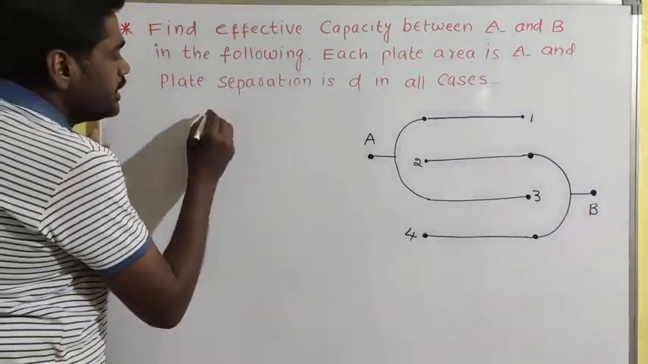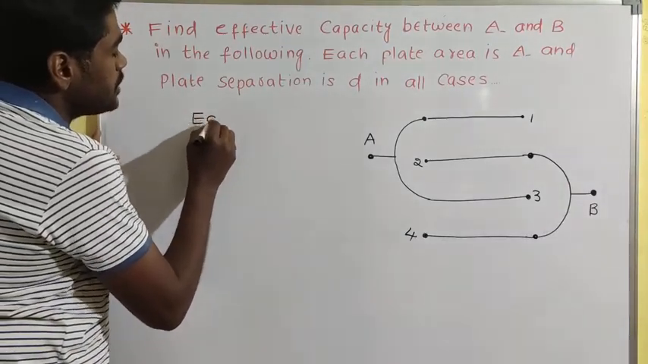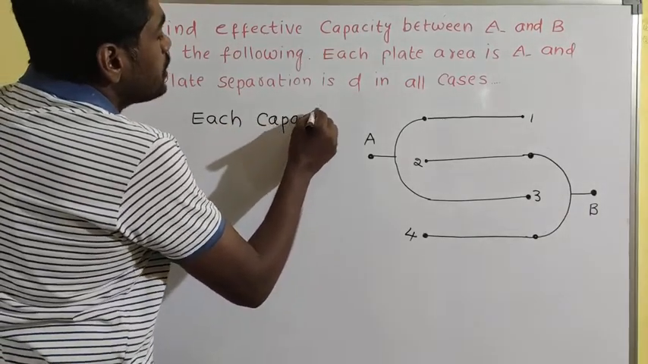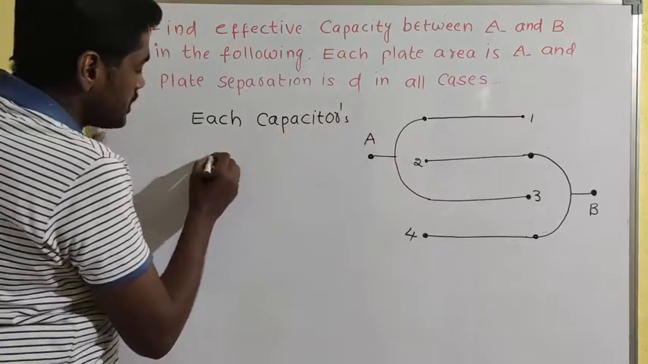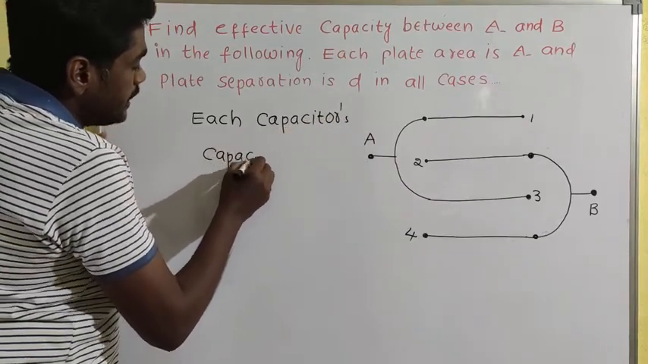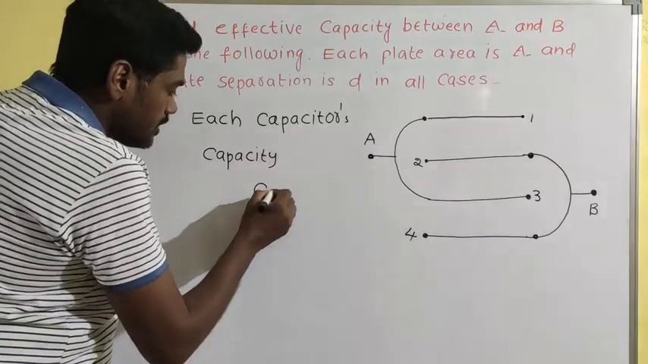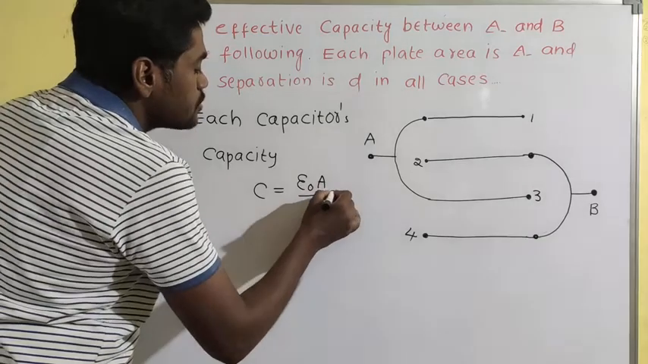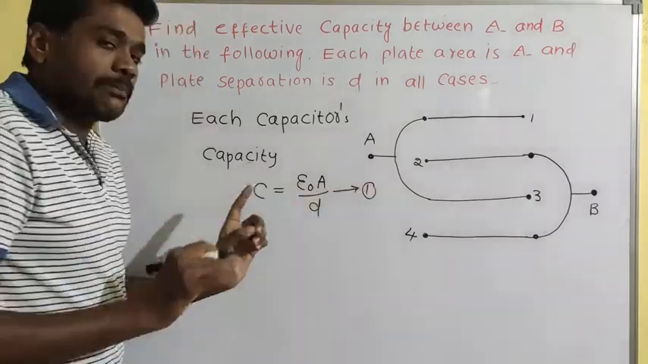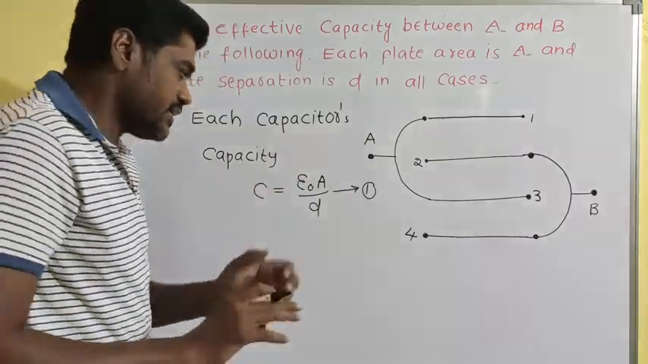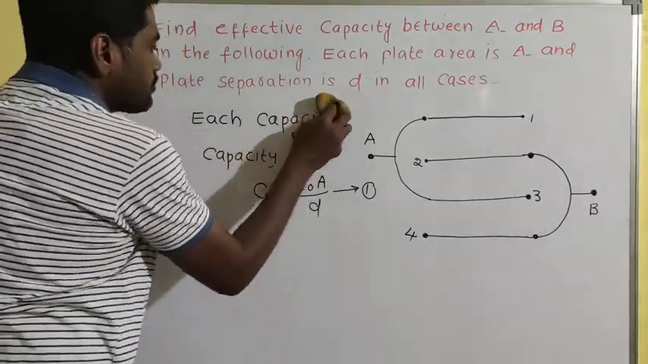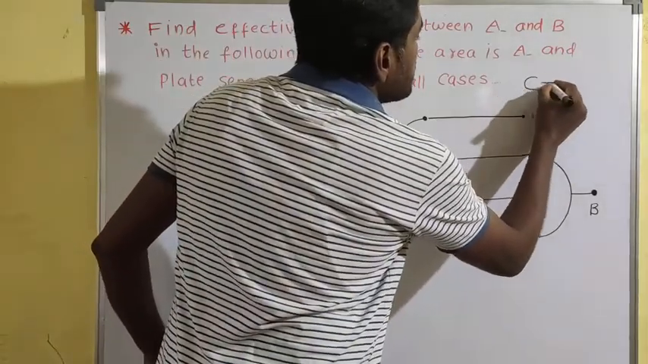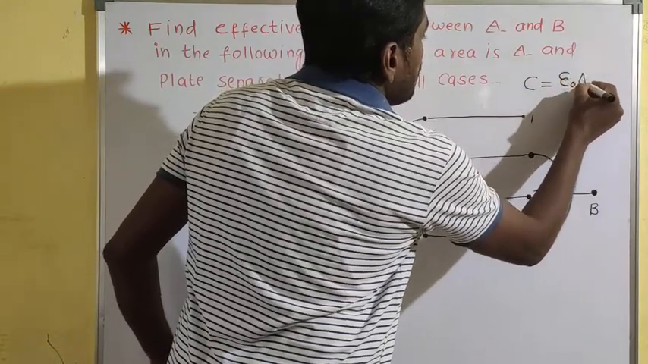Before going further, how much is each capacitor's capacitance? Each capacitor's capacitance, you can know that C is equal to epsilon naught A by d. This is the first point you have to write. So I am writing that each plate capacitance C is equal to epsilon naught A by d.